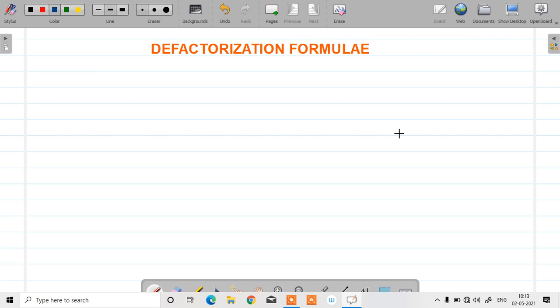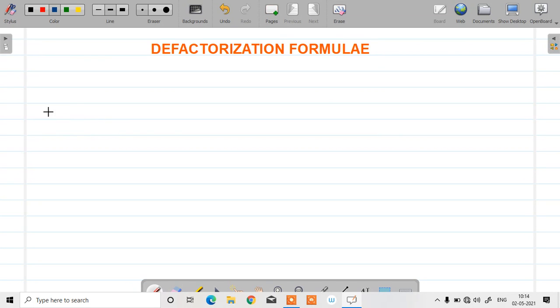Dear students, today we are going to study the defactorization formulae. In our last lecture, we studied the factorization formulae, which are useful to convert sum or difference into the product of the trigonometric expression. Now, defactorization formulae are useful for conversion of product into sum or difference.